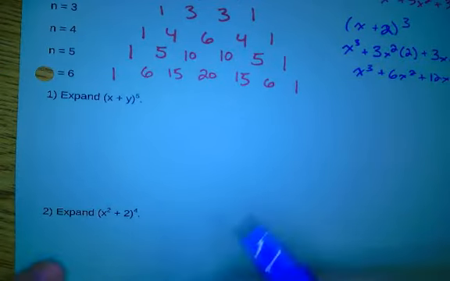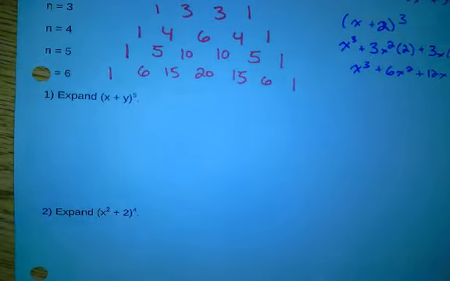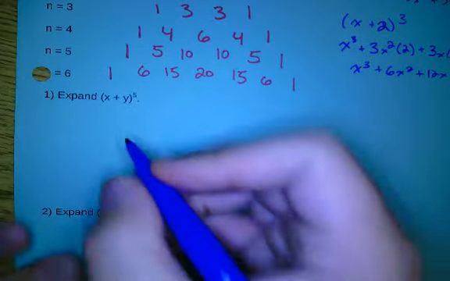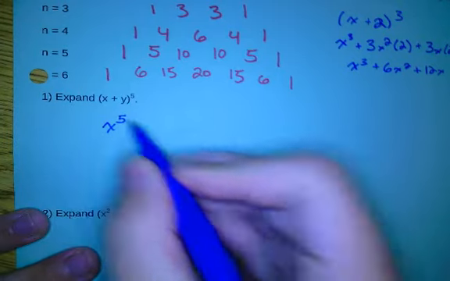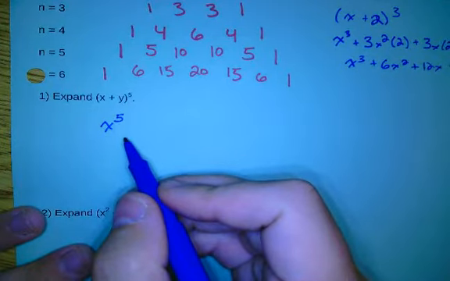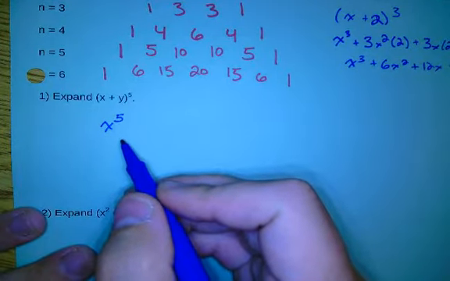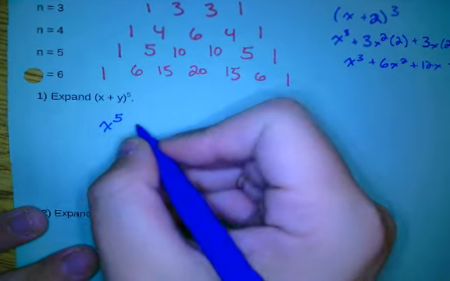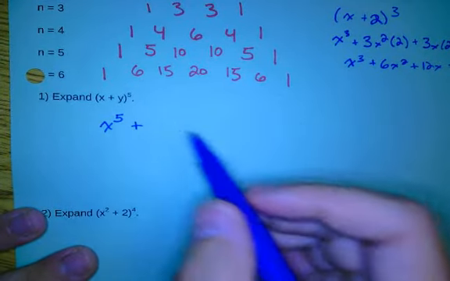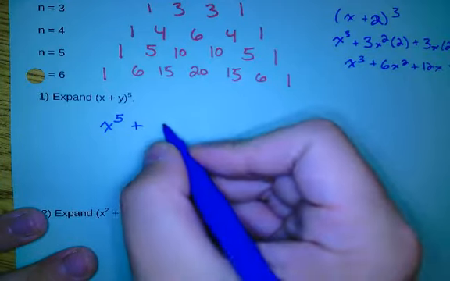Okay, that's how that works. So, what's the very first term for this one? X to the 5th. Y to the 0. Do I need to write that down? No. And what's the coefficient in front? The 1. Plus, what's the coefficient?